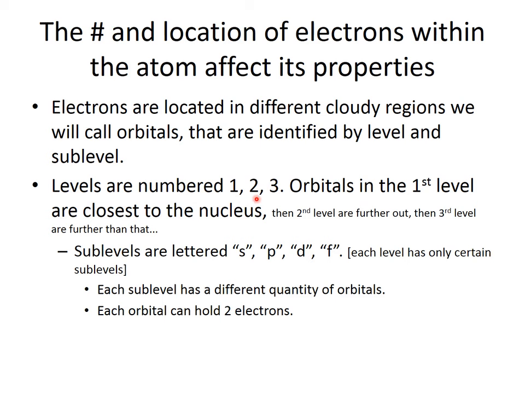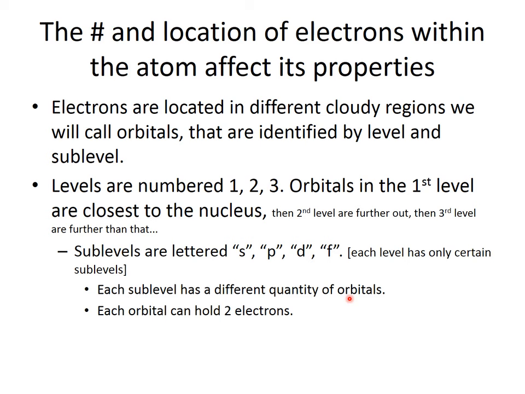So level 1 is closest to the nucleus, level 2 is a little further out, level 3 is farther out yet. So the level of the orbital tells us something about its distance from the nucleus. And then we have sublevels that are all at the same level, but there are different types of orbitals at the same distance, and we're going to talk about them as S, P, D, or F. So there are 4 different types that we're going to deal with, and each level, it turns out, only has some of these sublevels. For instance, at level 1, there's only one type of sublevel, and that's the S sublevel.